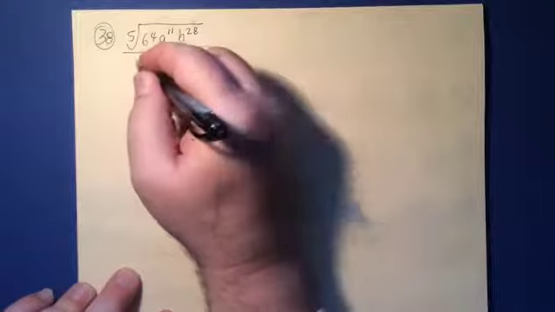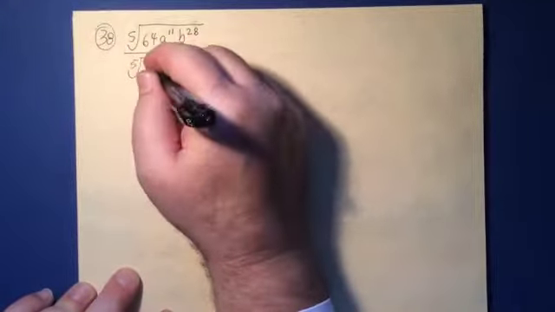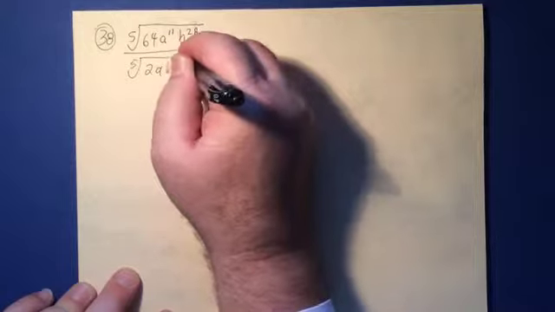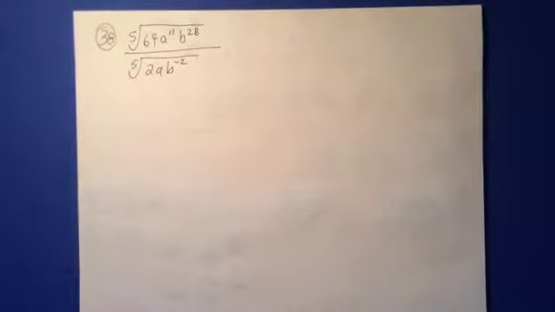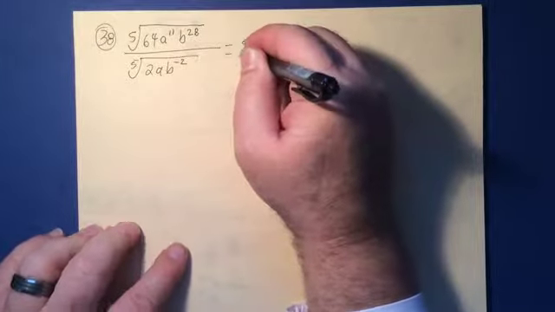divided by the fifth root of 2ab to the negative 2. Okay? So quite a bit going on here, but don't let the size of the number scare you. There are rules for this. So let's just first get this under one large radical.